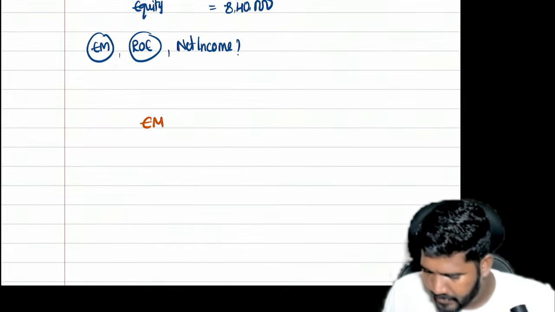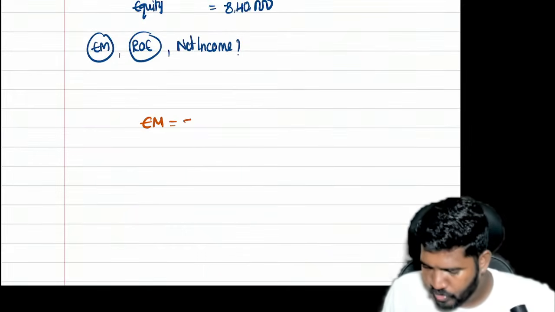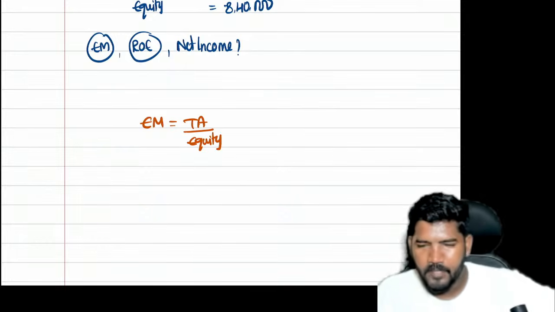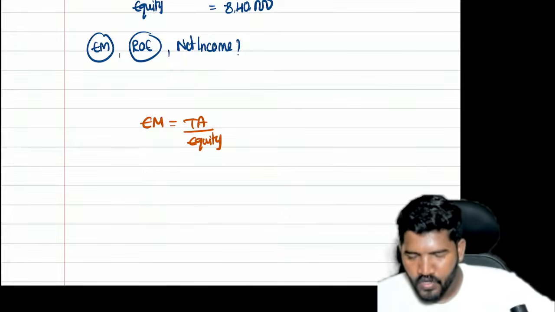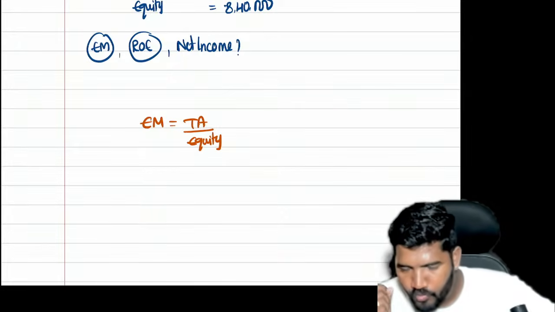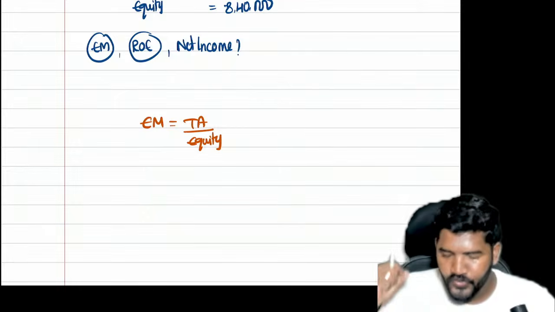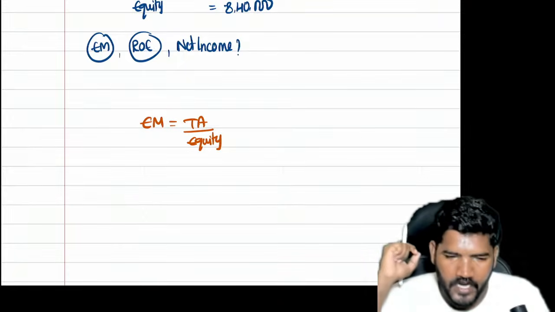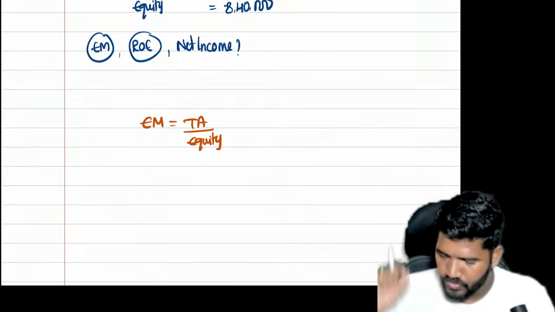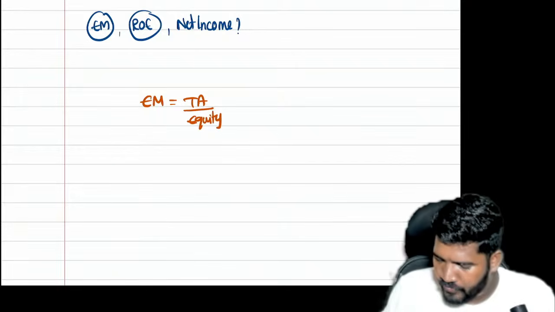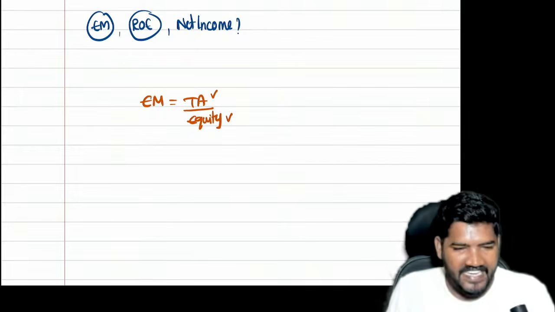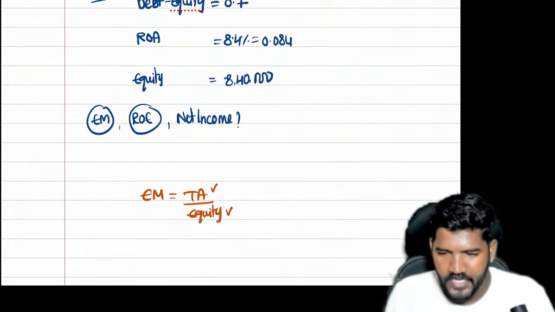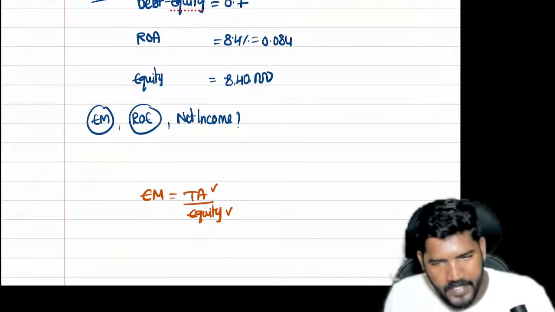Equity multiplier equals total assets divided by equity. What's the meaning of this? How much equity capital is used by a company for the purchase of total assets? If I know total assets and equity, I can easily calculate the equity multiplier. But you can observe here, there is no total assets and no equity. I can't find out the equity multiplier.